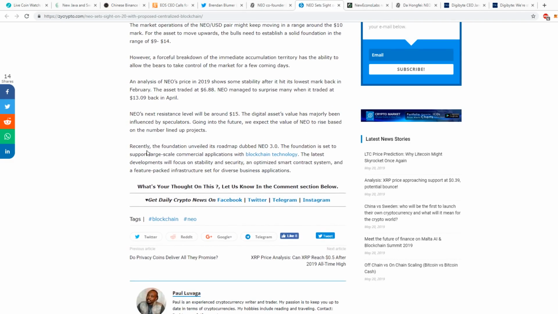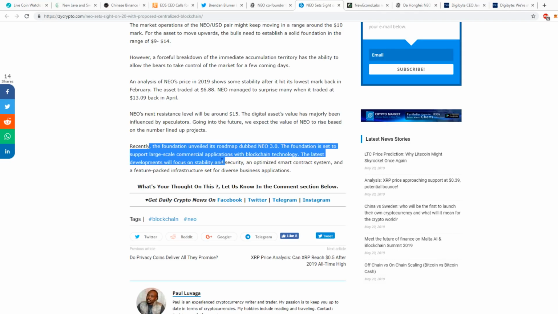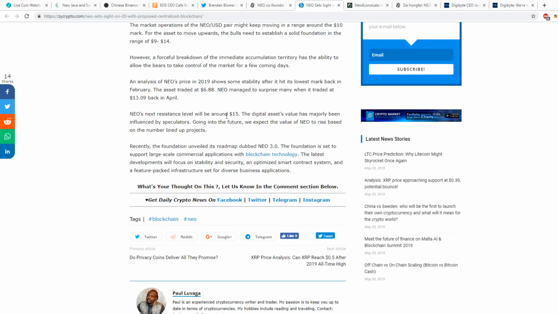If you're into NEO, you probably know, but recently the Foundation unveiled its roadmap dubbed NEO 3.0. The Foundation is set to support large-scale commercial applications with blockchain tech, and this large-scale commercial applications is again where people start to really go berserk and start to really hop onto such a project because they like it. Personally I like it as well, but a lot of people like it even more than I do because of the applications, literally, because of the use cases.